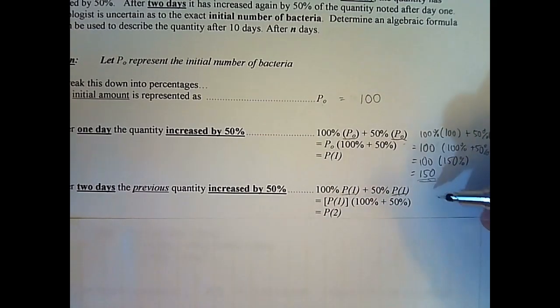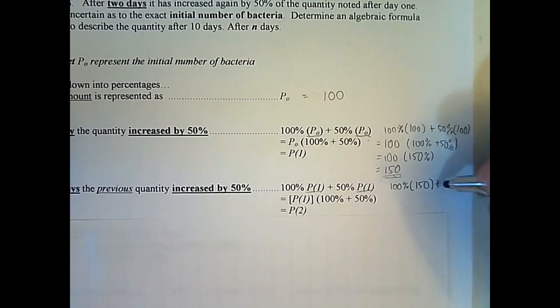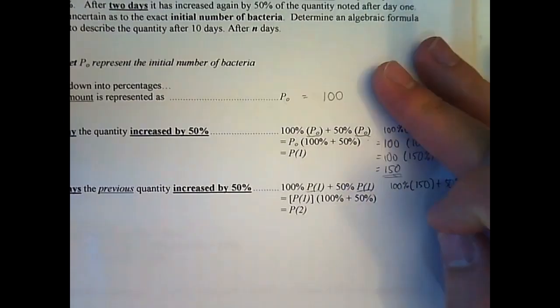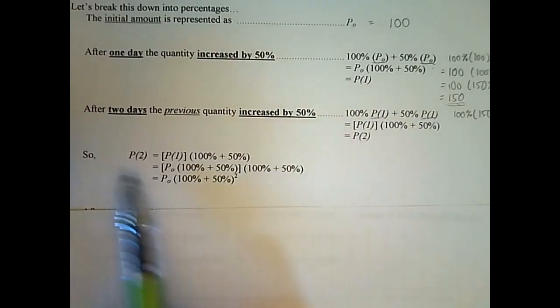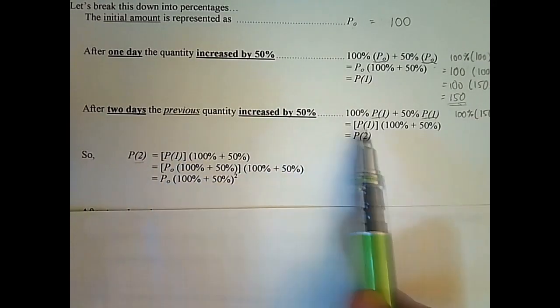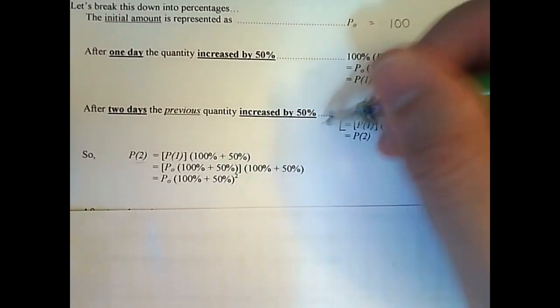So if I did this again, I would get 100% times 150 plus 50% of 150, because I'm always adding, increasing by 50% every day. So I do this calculation and I'm going to get P2. Then if I simplify this and look at what I have here, on day 2 we said it's the day 1 population, this equation here. So this part is what's here.